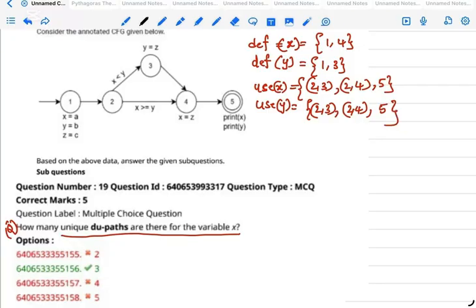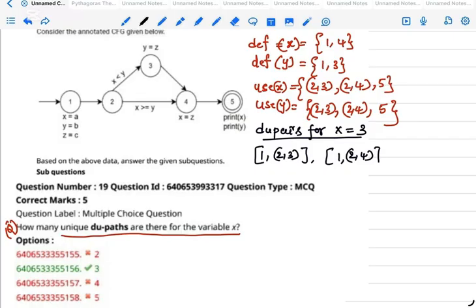Du pairs for x are 3 according to my question, but the answer is 4: 1, 2, 3; 1, 2, 4; and 1, 4, 5; 4, 5. These are the du pairs for x. So x equal to 3 means the number of du pairs.